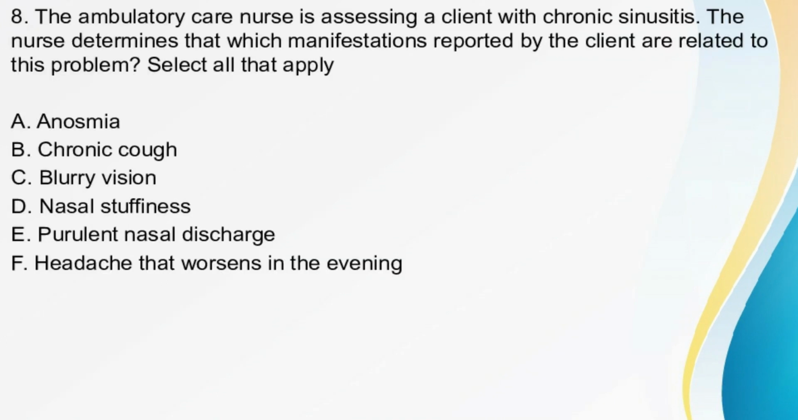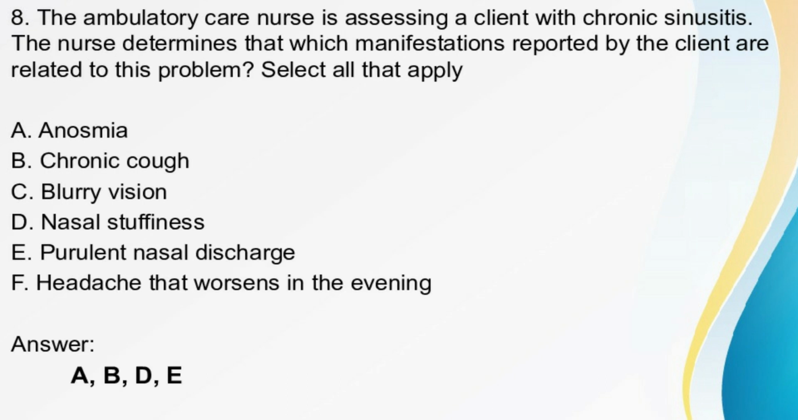Question number 8. The ambulatory care nurse is assessing a client with chronic sinusitis. The nurse determines that which manifestations reported by the client are related to this problem. Select all that apply. A. Anosmia, B. Chronic cough, C. Blurry vision, D. Nasal stuffiness, E. Purulent nasal discharge, F. Headache that worsens in the evening. Answer: letter A, B, D, E.